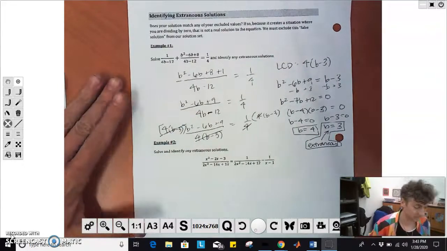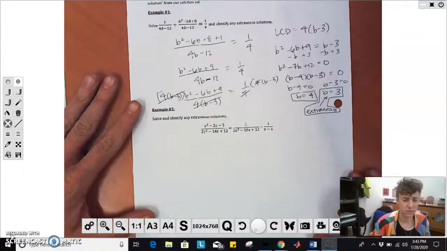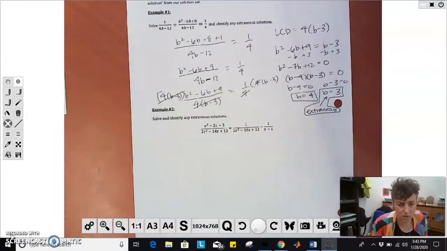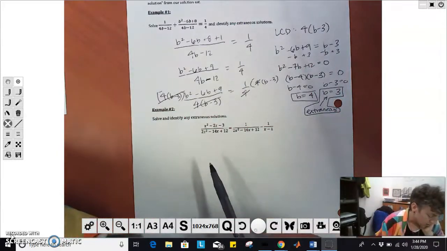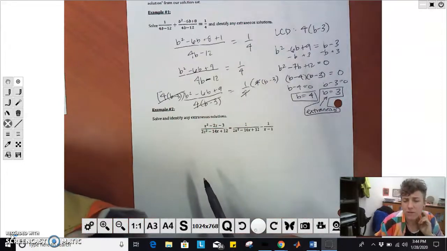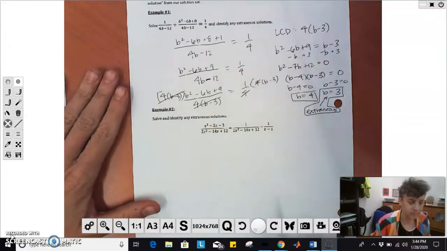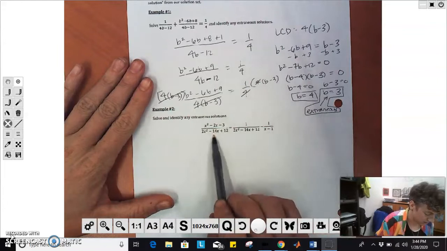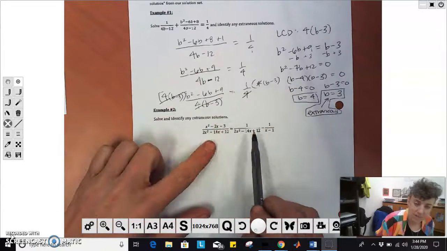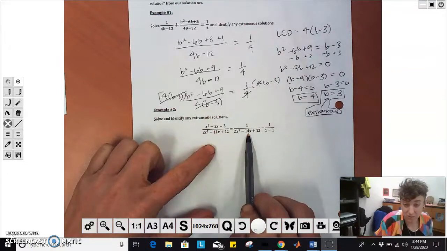All right, you guys are doing great. Let's look at example 2. Same idea. Solve it and identify if any of these are extraneous solutions. Okay, so first what do we have to do? Find the lowest common denominator. Got it. How do we do that? Let's do some factoring. Those look like the exact same denominator, so once I factor this denominator, I've factored the other one as well.